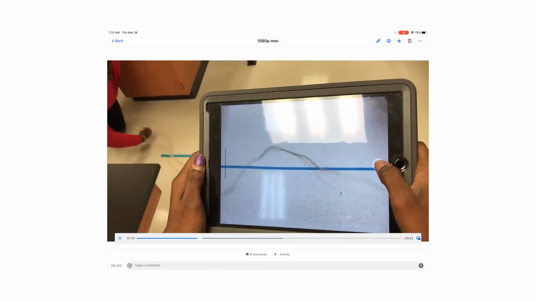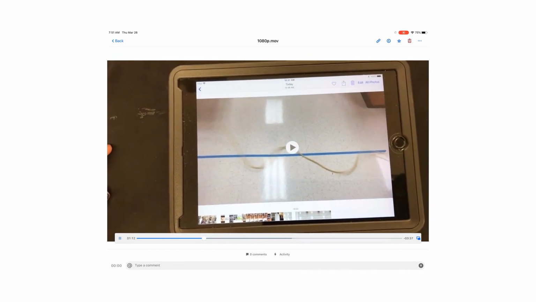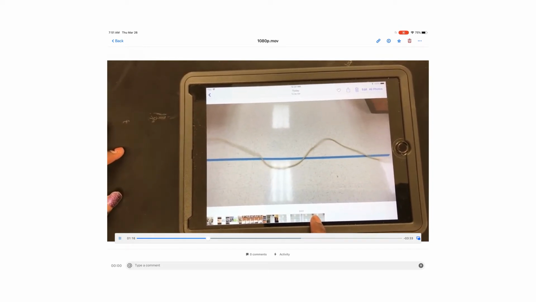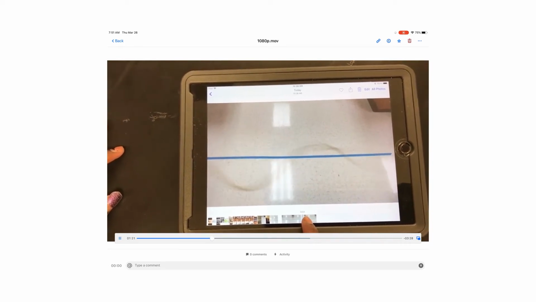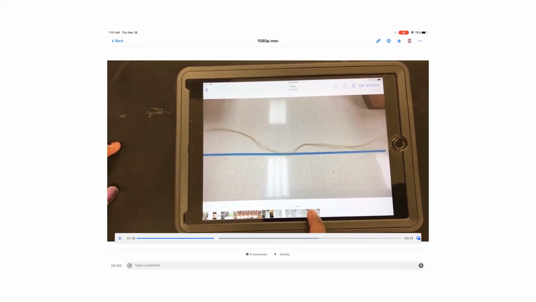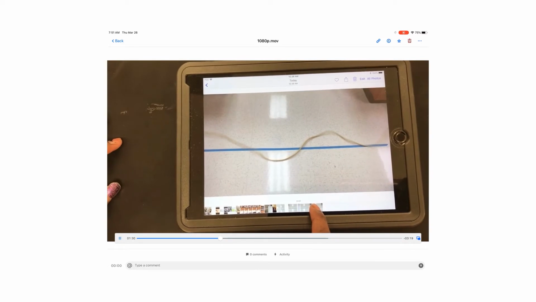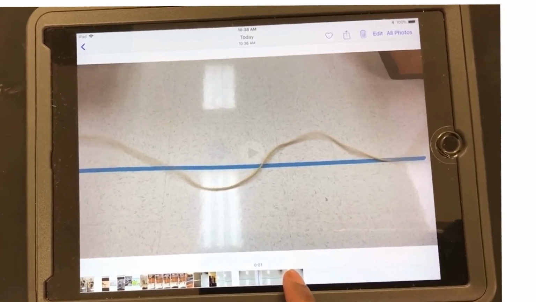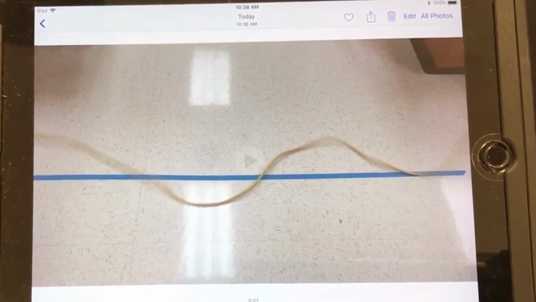Then what they were able to do is to move along that video until they can take a screenshot of one good wavelength. So they're going to hold it, they're going to pause it when it gets to one good wavelength. Now you'll see here that they have one nice wavelength that they have taken a picture of.